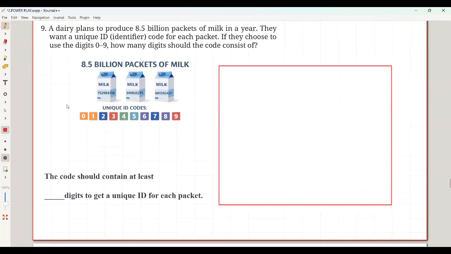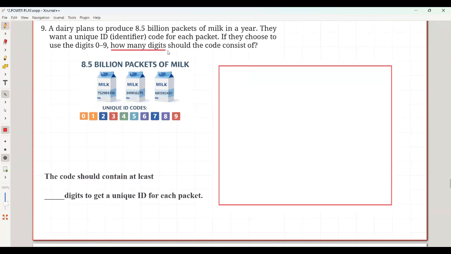Okay, question number 9. A dairy plans to produce 8.5 million packets of milk in a year. They want a unique ID code for each packet. If they choose to use the digits 0 to 9, how many digits should the code consist of? They're asking how many digits we have to use.